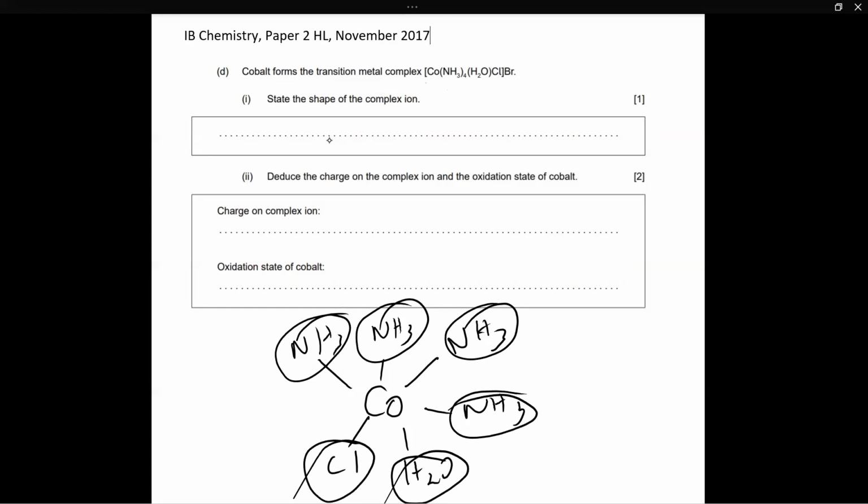And since there are 6, and we don't really see any lone pairs on cobalt, we can consider this as octahedral. This is the shape of this, octahedral.